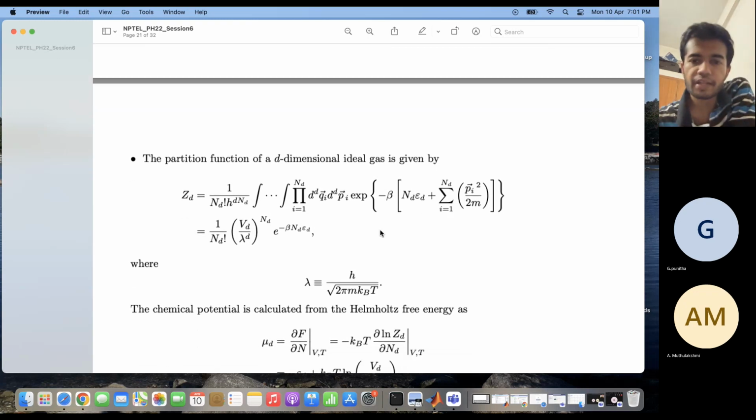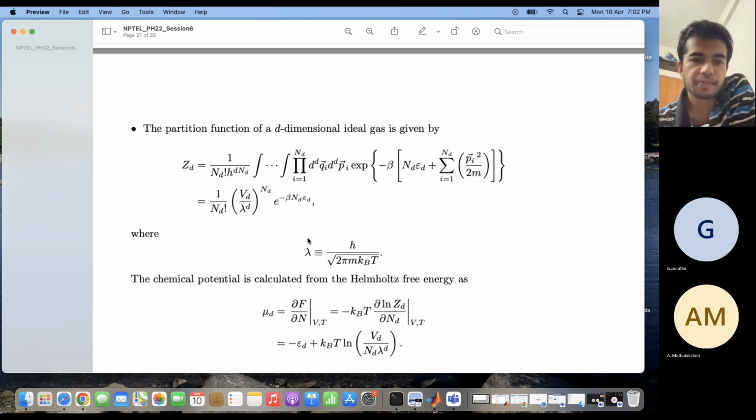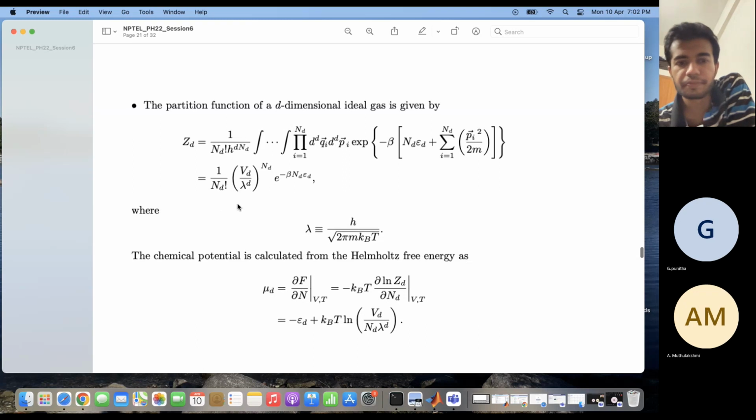So if you do this integral, then you will see that the integral over the position coordinates comes out automatically because there is no position dependence over here, and then you get N_d number of Gaussian integrals over the momentum coordinates, which gives this factor of 1 by lambda^d, where lambda is the thermal de Broglie wavelength, and you have this factor of e to the power minus beta N_d epsilon_d coming out of both the integrals. So this is the expression for the partition function.